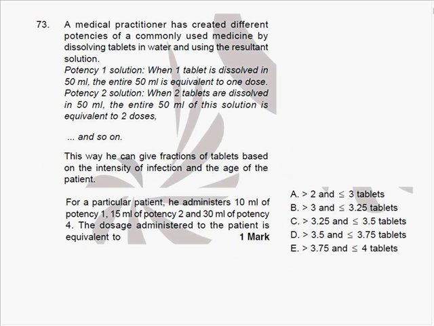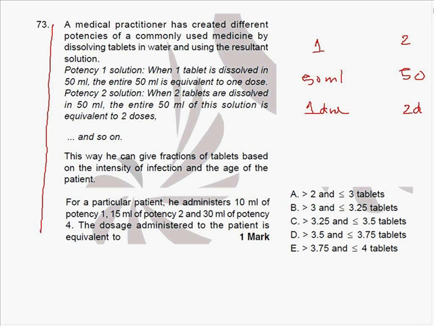This one looks big. A medical practitioner has created different potencies of a commonly used medicine by dissolving tablets in water and using the resultant solution. One tablet dissolved in 50 ml is one dose. 2 tablets in 50 ml, the entire 50 ml is equivalent to 2 doses. 3 tablets in 50 ml, 3 doses, and so on. This way you can give fractions of a tablet based on the intensity of infection.